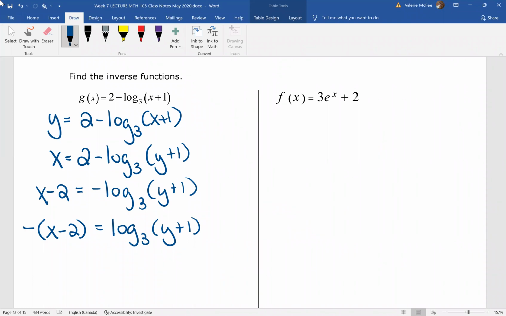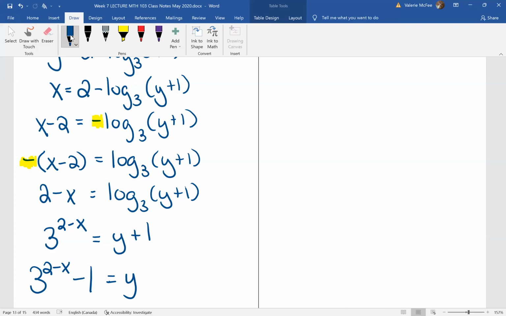When you're asked to isolate your log, it means you want a positive logarithm. You can't leave this negative here, so you have to multiply both sides by -1. On the left, we have 2 minus x. Now you can change it to exponential form and finish up. Your bases were the same. The answer to your log was the exponent, and then you subtracted 1 from both sides, finding the inverse of g.